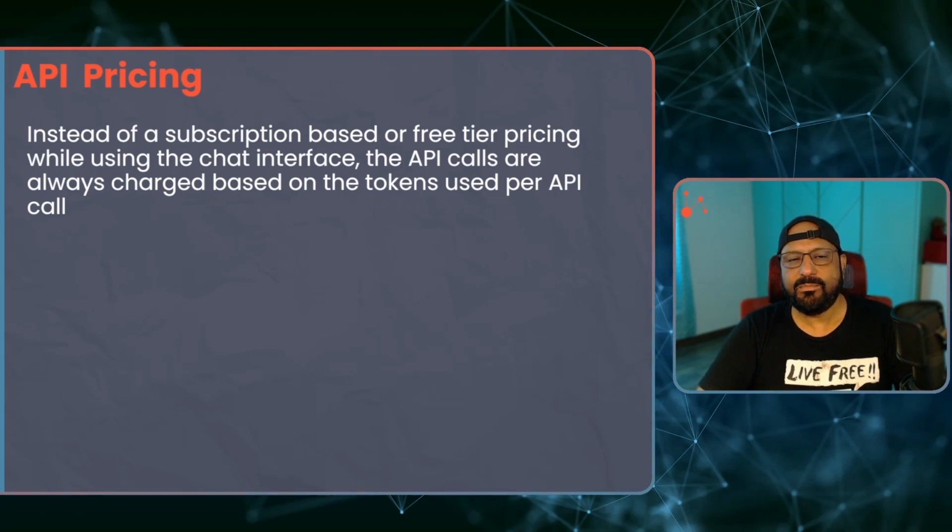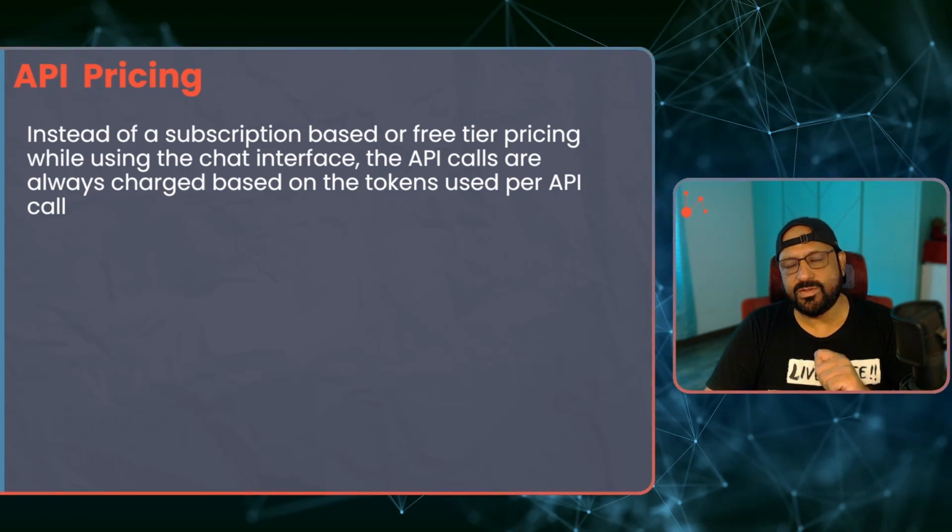But in case of API, you are charged based on per call. So per API call, it counts how many tokens you have used. Again, the tokens are input and output both, and both are being charged. So that's an important thing to remember.